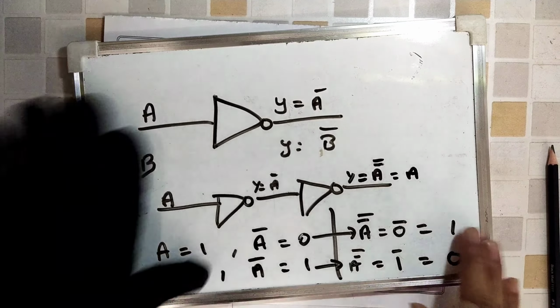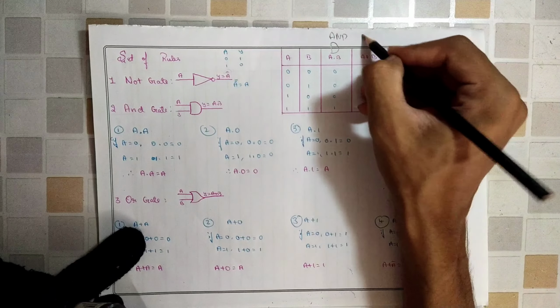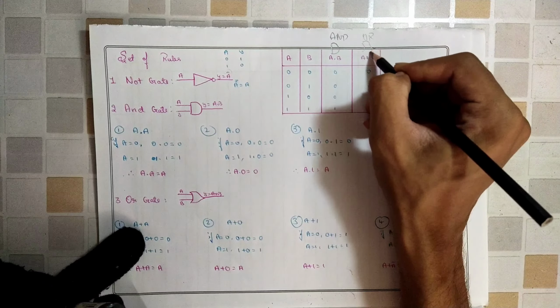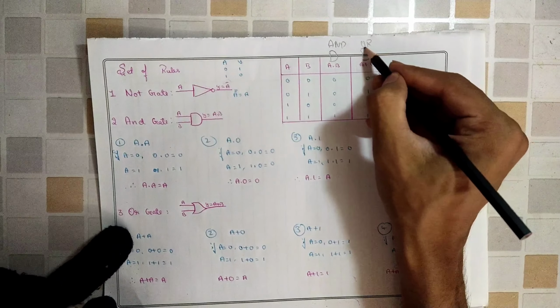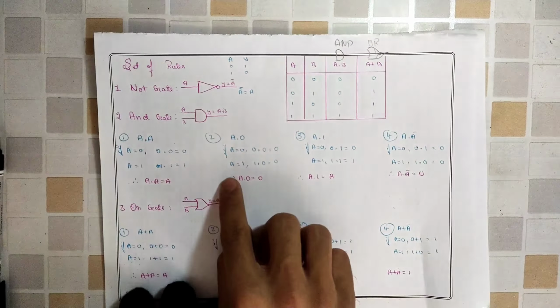Moving to the AND gate. So I have drawn this truth table over here, A, B. Here first is for the AND gate and second is for the OR gate. So I will just draw here the AND gate. This is AND, this is OR. So see here, we have taken 4 conditions over here, and in each condition first we have multiplied A with A itself, A with 0, A with 1, and then A with A bar.